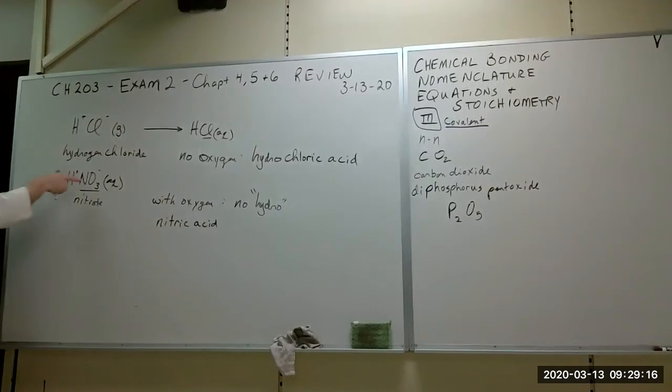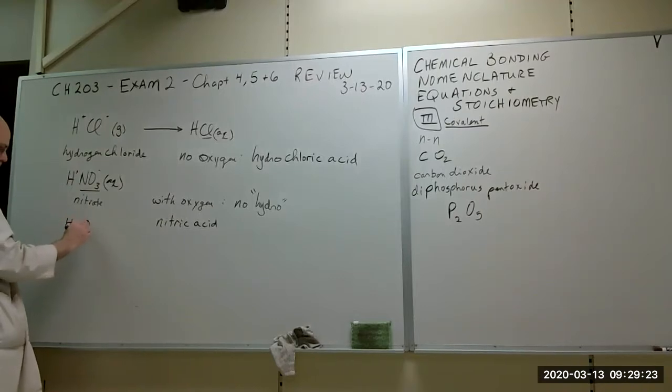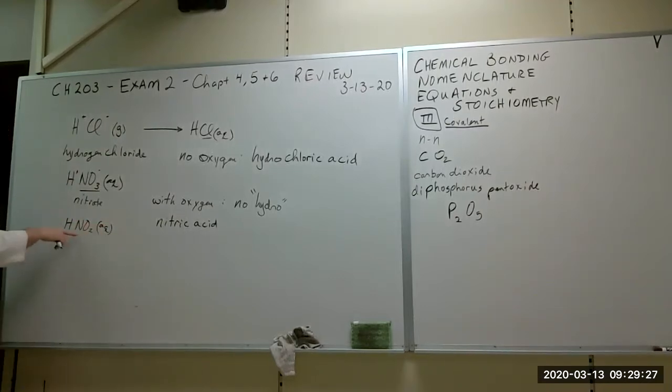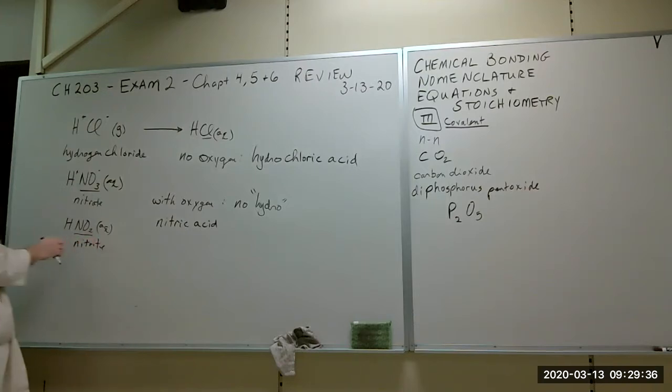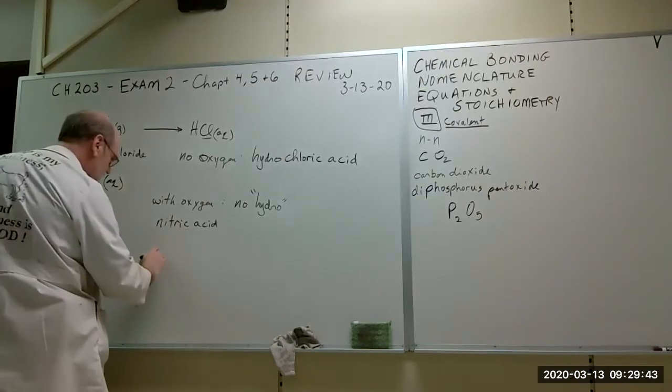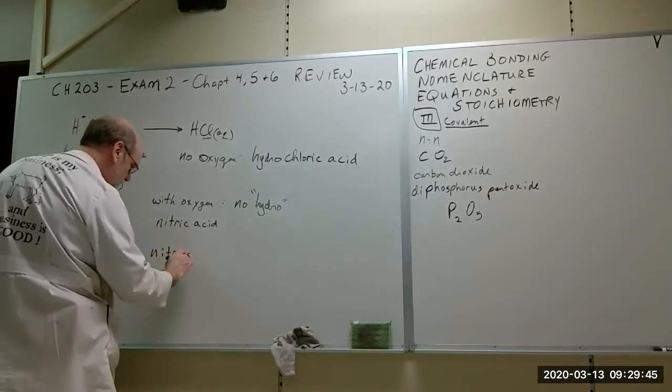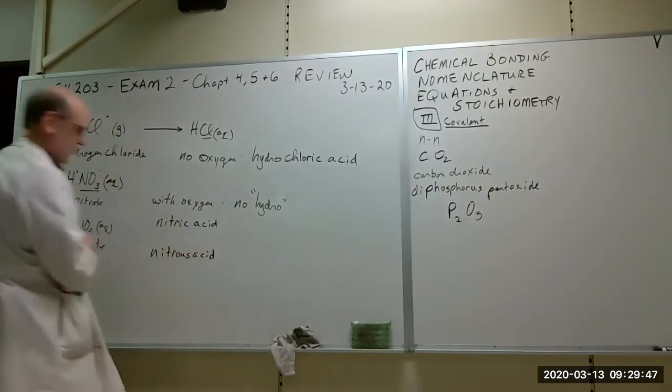So there's another one in this family that has oxygen in it. It has one less oxygen. Like that one. So what's this polyatomic ion? Instead of nitrate, it's nitrite. And with nitrite, "ate" becomes "ic," "ite" becomes "ous." So you just say nitrous acid. Okay?